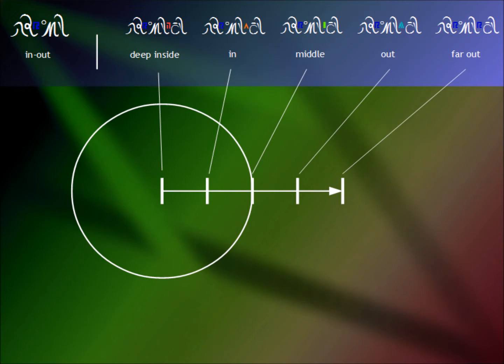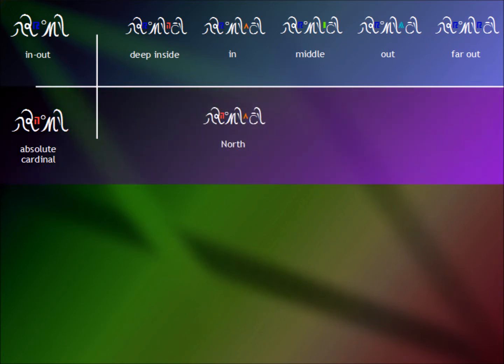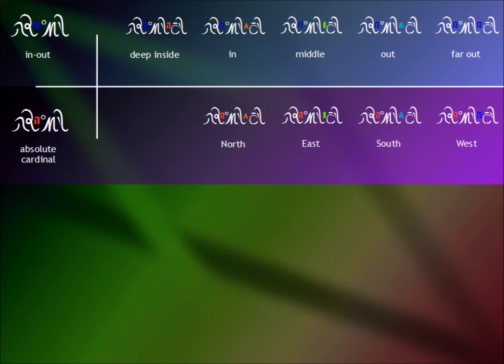There is also an axis with the liska for 0, which is anada. This axis is called the absolute axis and is used for the words of the cardinal points. Anada aira is the first point, which is north. Anada era is the second point, or east. Anada ira is south, and anada ora is west. There is one vacancy in this grid, which is the absolute zero.